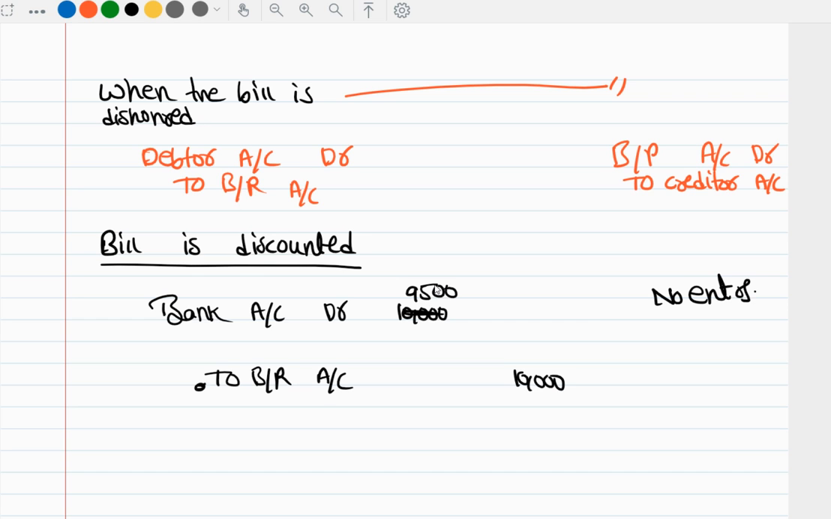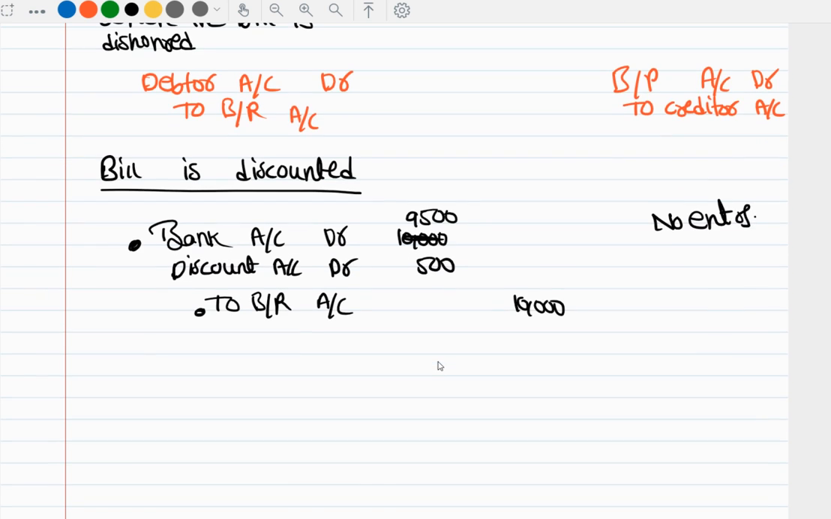We are giving bills receivable to the bank, so bills receivable is an asset and it is decreasing, so I am crediting it. I am receiving the bank balance from the bank account, so my bank balance is increasing, so asset is increasing, so I am debiting it. And then I am incurring expenses called discount account debit 500.